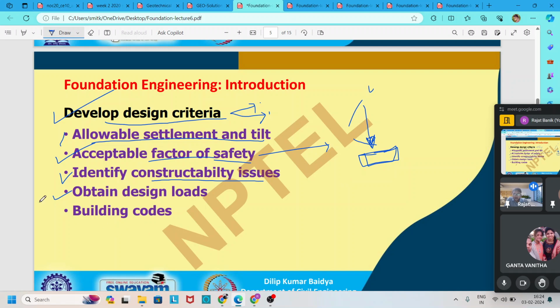Then we also maintain some building codes. That means some standard codes like IS 456 or IS 1893. We regularly go through these codes, and we have to maintain some standard below which we cannot go to design our foundation. And it is generalized throughout the country.